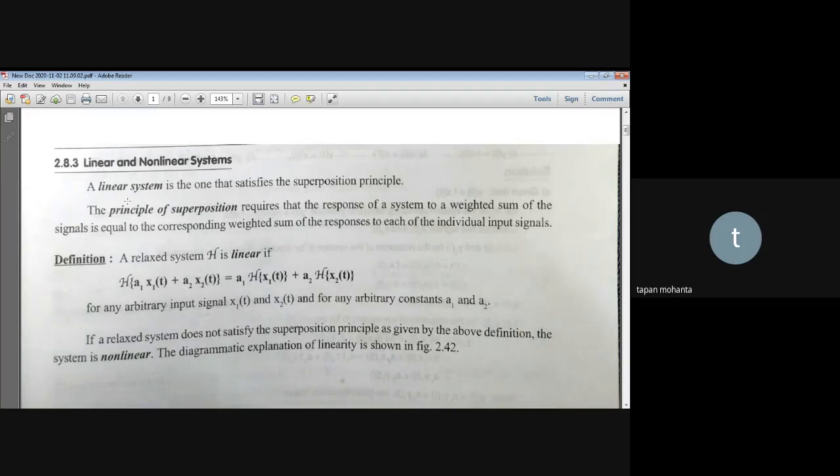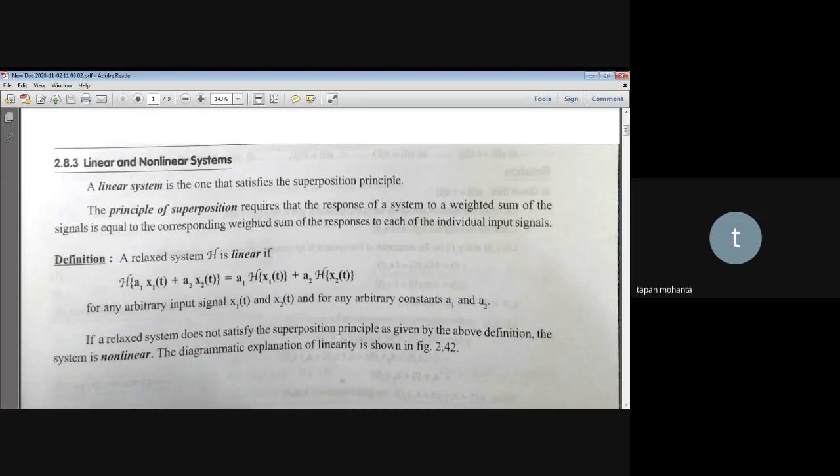Now, what is the principle of the superposition theorem? The principle of superposition requires that the response of a system to a weighted sum of signals is equal to the corresponding weighted sum of the responses of each of the individual input signals. This is the statement of the superposition theorem.